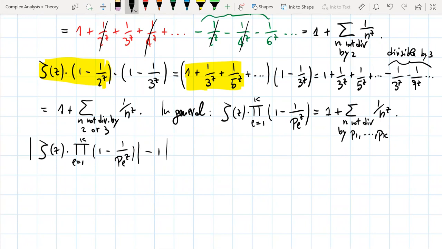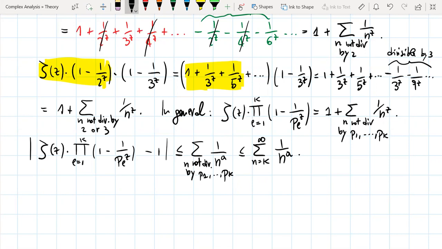Minus 1. So this product here is less or equal than the sum of 1 over n to the a, where n is not divisible by p1 through pk. And this n must therefore be bigger or equal than pk, and therefore bigger or equal than k. So this implies that this is less or equal than the sum from k to infinity of 1 over n to the a.